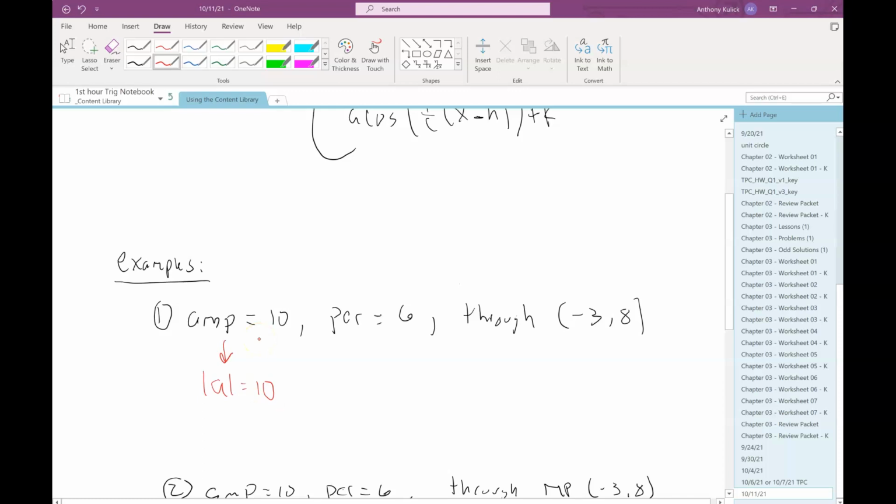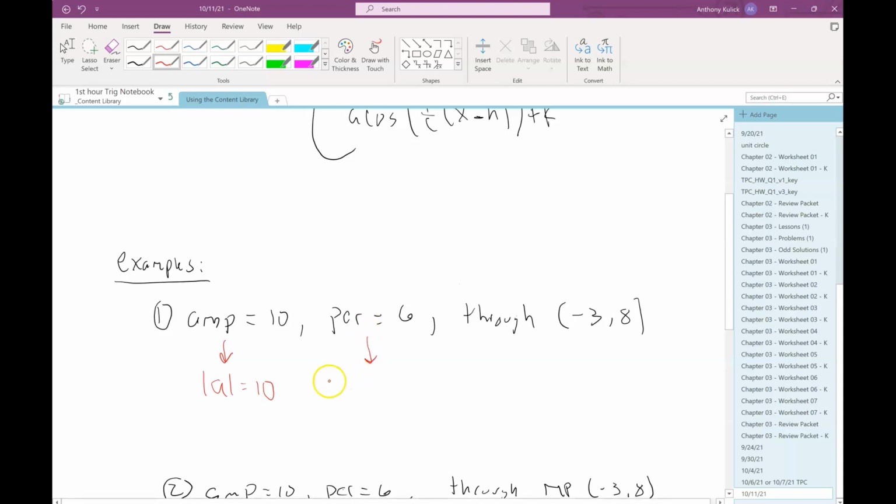Now, I don't know whether that A needs to be positive or negative right now, so I'm just going to write it as the absolute value of A. Remember, if I have the absolute value of A is equal to 10, A could be positive 10 or A could be negative 10. We'll talk about how we can tell which one we want to use later, because it's going to depend a little bit on what we're doing for H and for C.